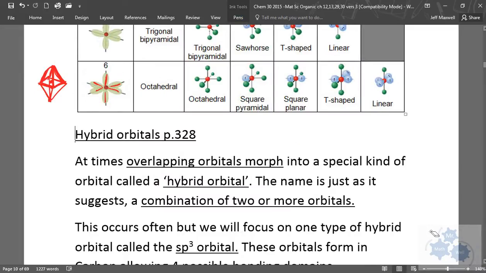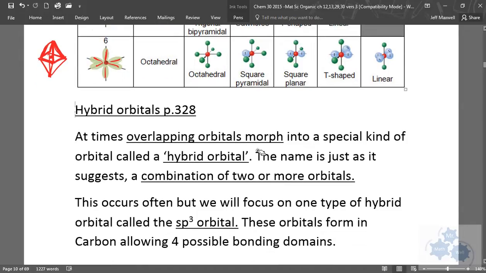So on page 328, you look at hybrid orbitals. Now we've talked a little bit about this earlier, but we never really went in depth with the hybrid orbitals. So you want to write this down for notes. This is just a summary of the notes from the textbook, and I've underlined some of the important things as well. So at times, overlapping orbitals morph into a special kind of orbital called a hybrid orbital. So again, this is from overlapping orbitals.